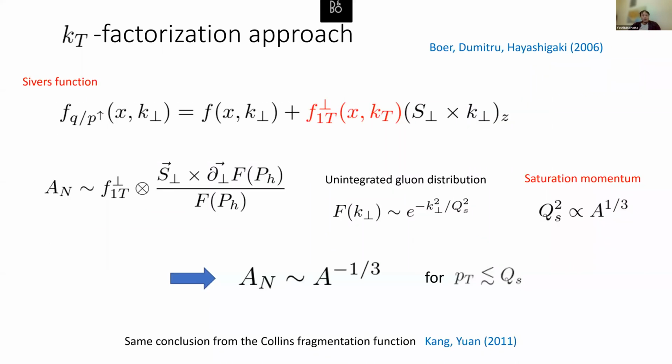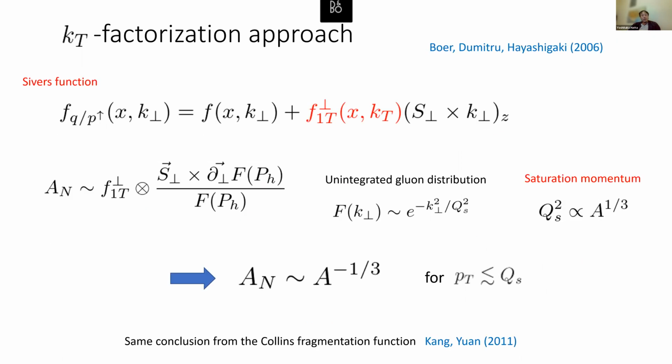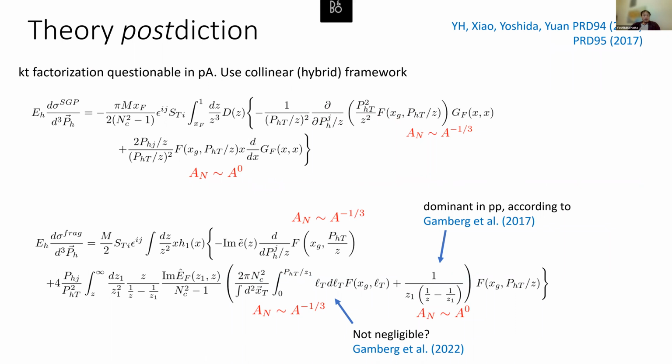There's also work by Feng and Zhou about the contribution from the Collins fragmentation function, which has a similar conclusion. However, we were very surprised by this STAR collaboration data, which shows no dependence on A. So we revisited this theory prediction back in 2016. This was actually a theory postdiction, because the preliminary data came out in 2015 or so, so we were motivated by the experimental data.